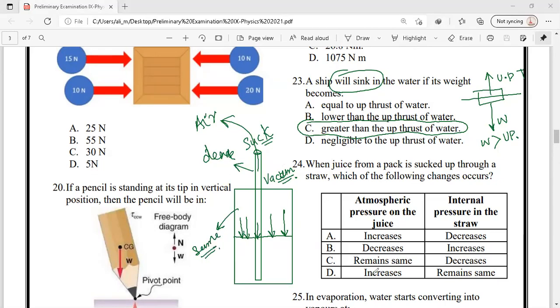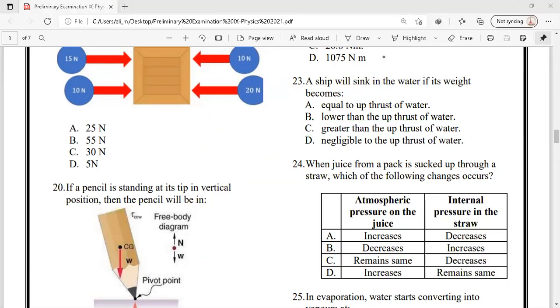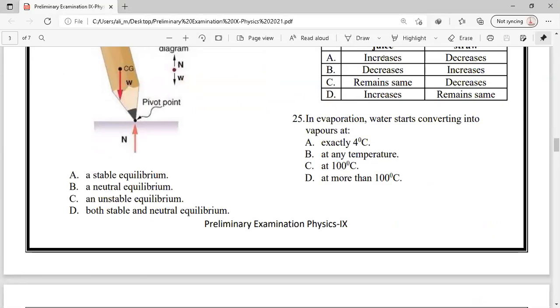on the surface of the juice remains same while internal pressure of the straw decreases. That's why the level of the juice rises in the straw. So correct answer is option C. So let's move to our next question, that is question number 25.